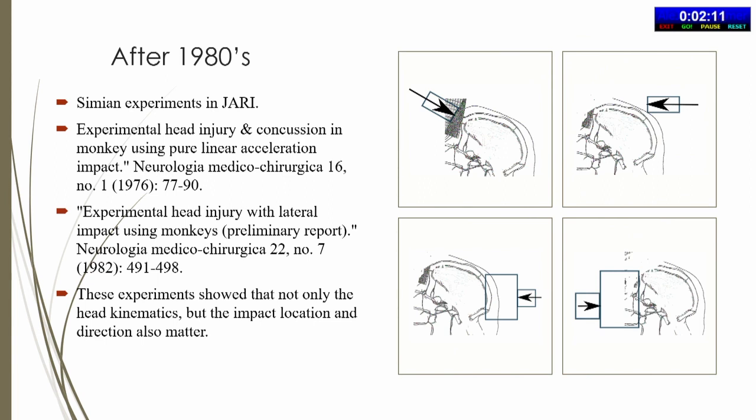So then in the 80s, or actually the first data got published in 76, a whole bunch of primate studies were done in Japan. This was done in the Japan Automotive Research Institute, because we want to look at casualties from the automotive side, and they had a huge range of data. The first set came out in 76, and then they figured out that they cannot explain it. The next set came out in 82, and this data is still unexplained. It showed that it's not only the head kinematics, but the impact location and the direction of impact also matter.